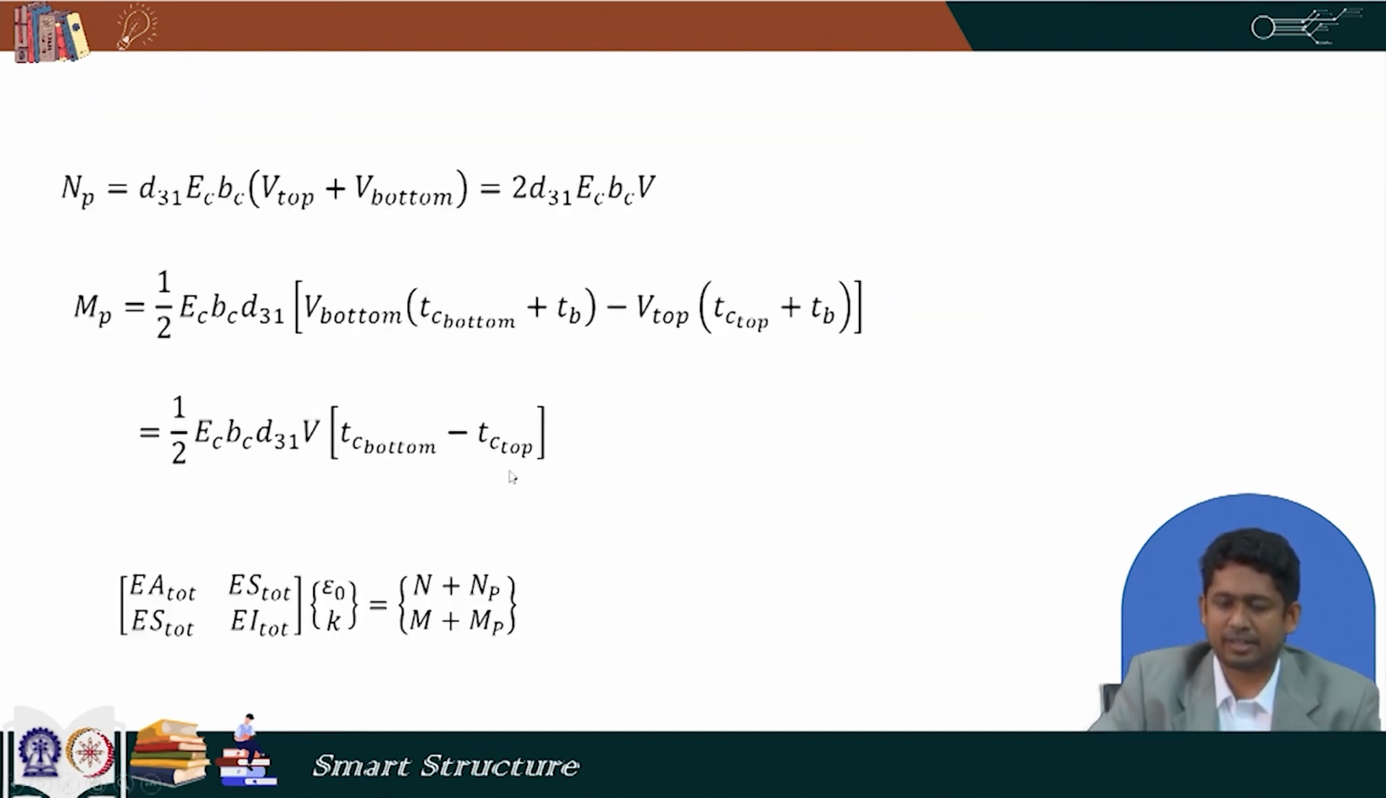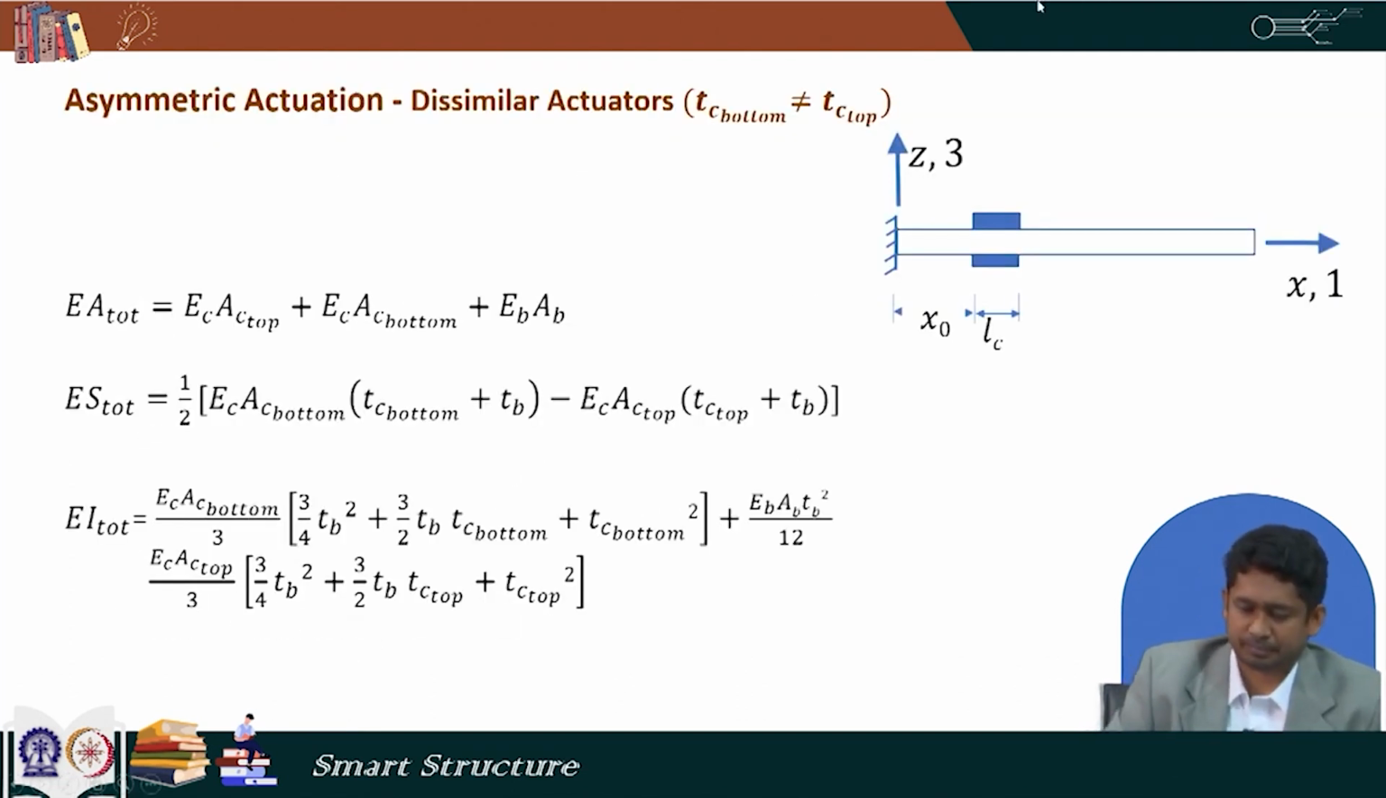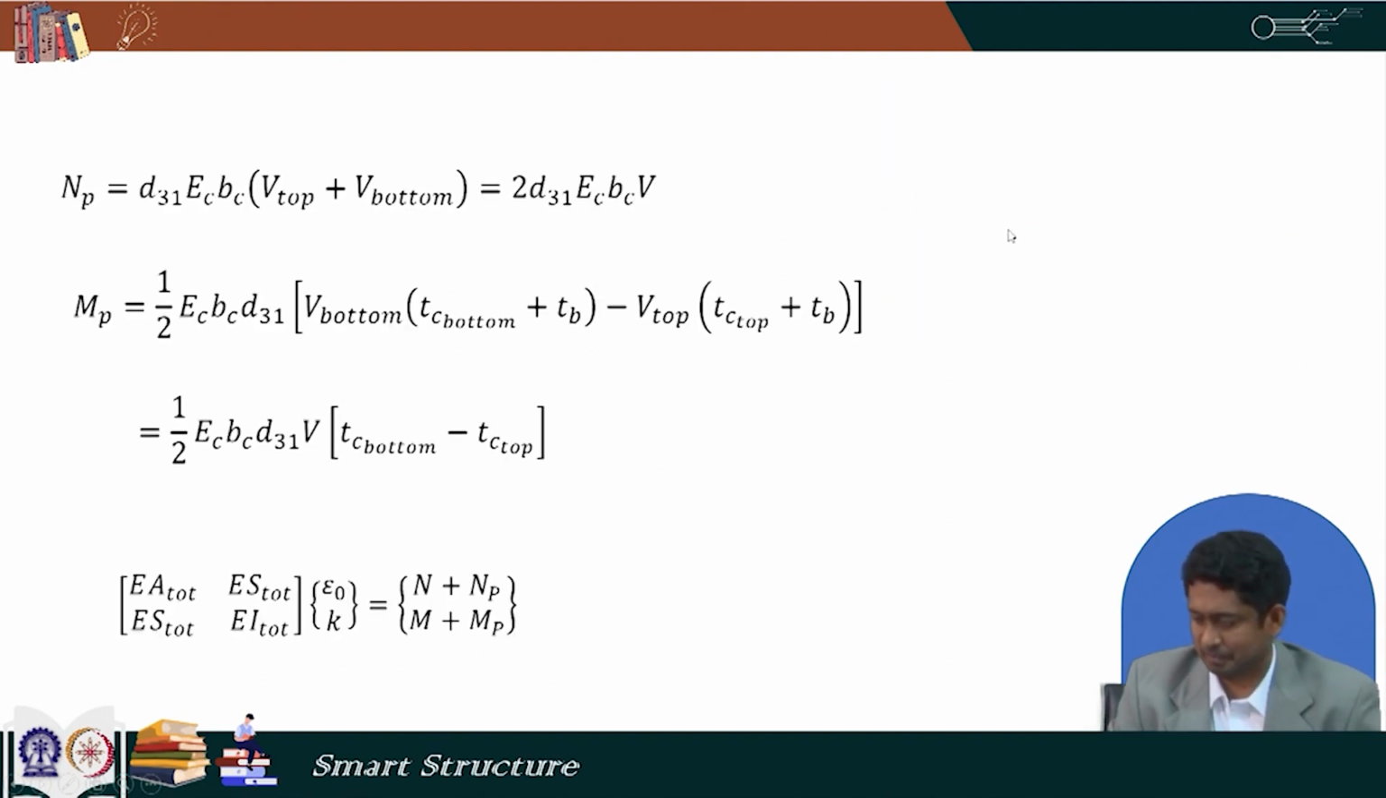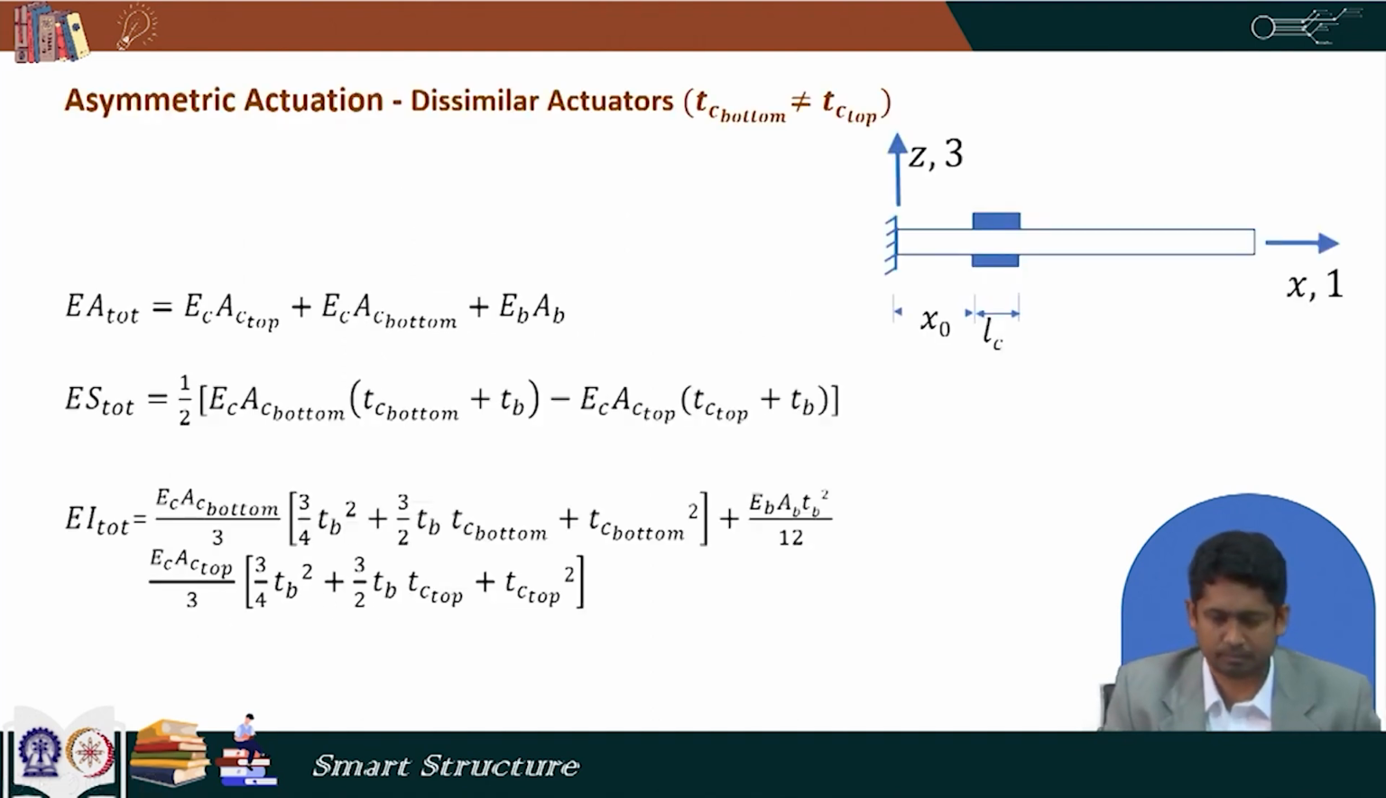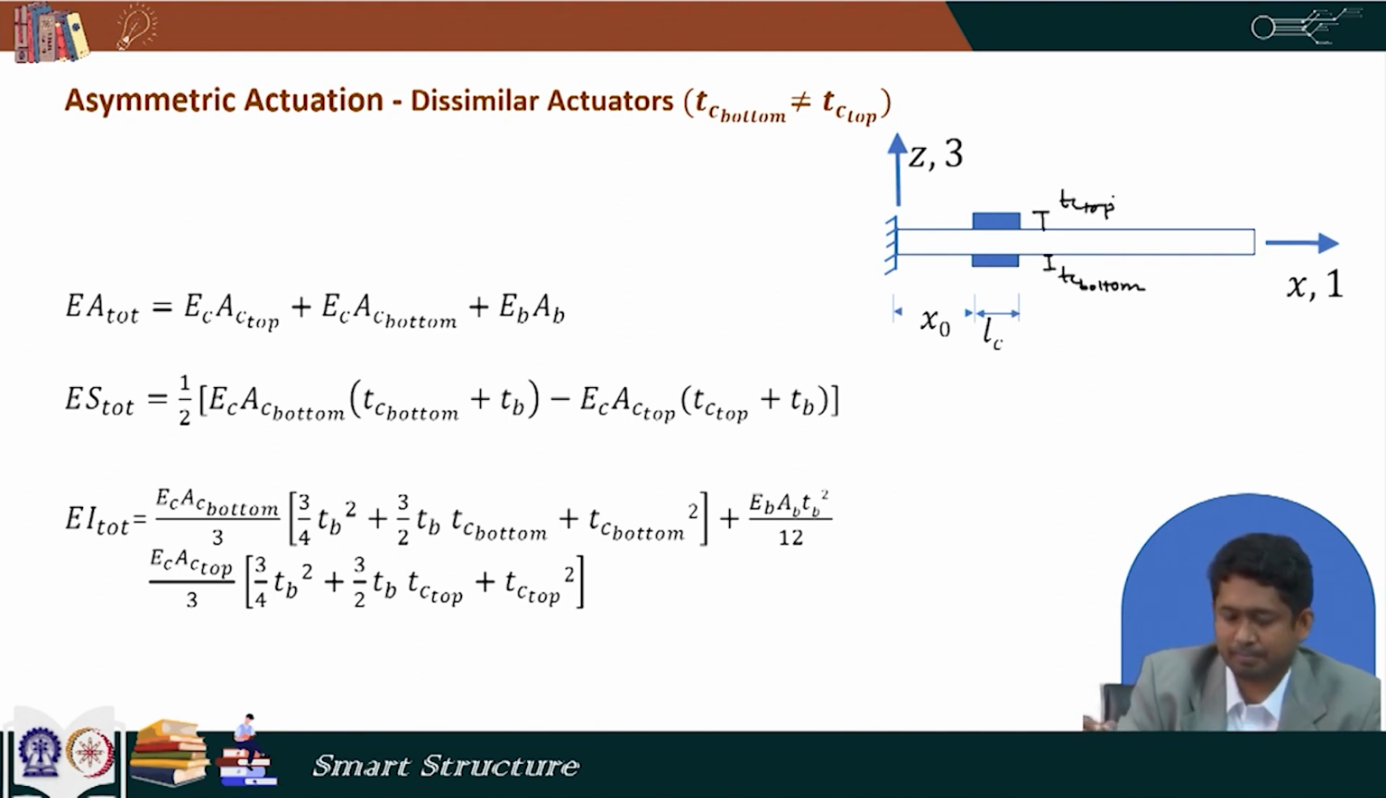Now, we will look into another problem where we have asymmetric actuation. It is asymmetric because although we have two piezoelectric patches, but their thickness are different. So, this thickness we may call as TC bottom, and this thickness can be called as TC top.